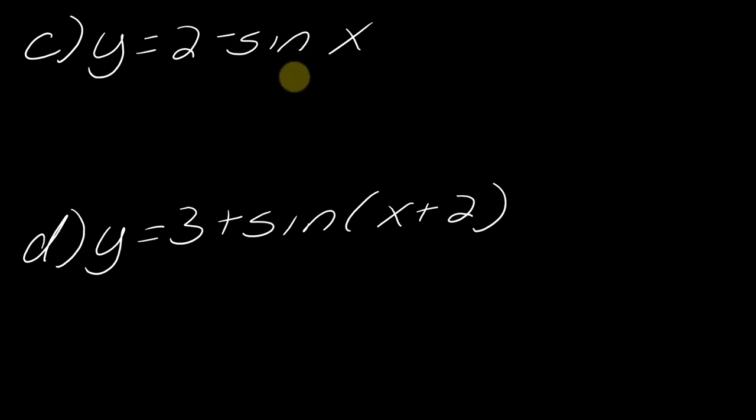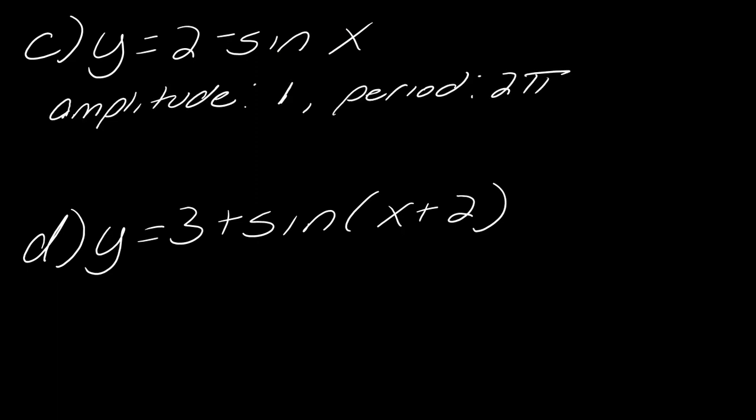Okay, so let's move on to these two examples. I've got y equals 2 minus sine of x. What's my amplitude and my period? That you should be able to figure out first. The amplitude is 1. Remember, it's not going to be minus 1. We know that this would be the sine function flipped upside down, but the amplitude would still be 1.